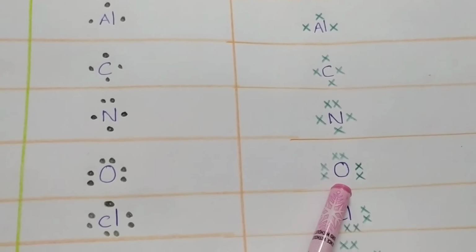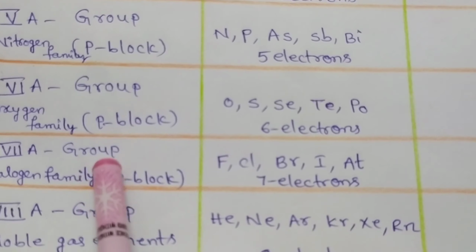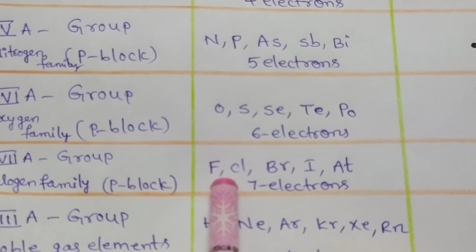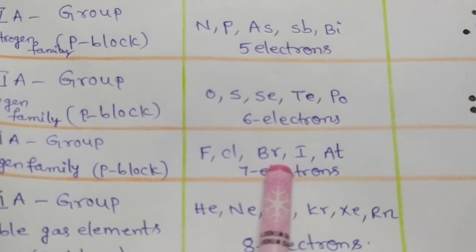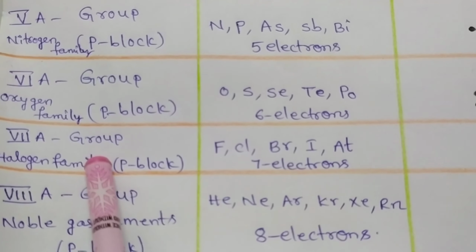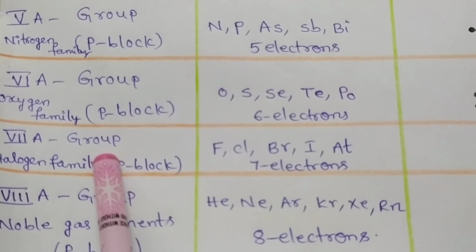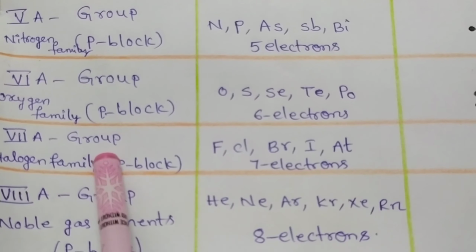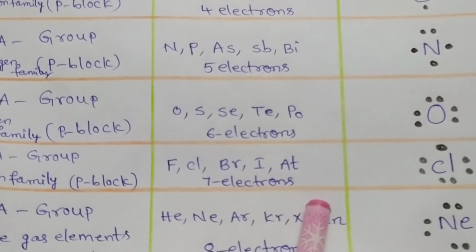Now we can discuss 7th A group elements. The 7th A group elements are fluorine, chlorine, bromine, iodine and astatine. These elements contain 7 electrons in their outermost shell, so these elements contain 7 valence electrons.